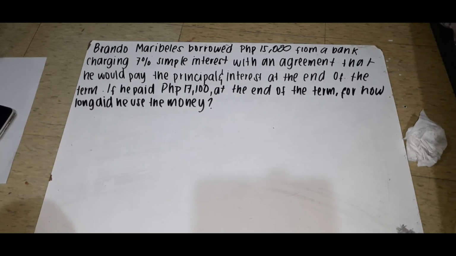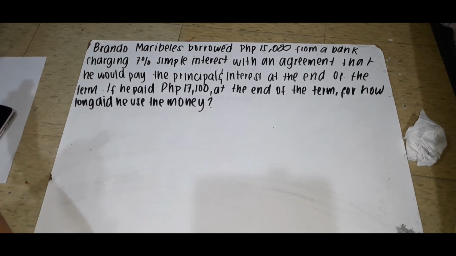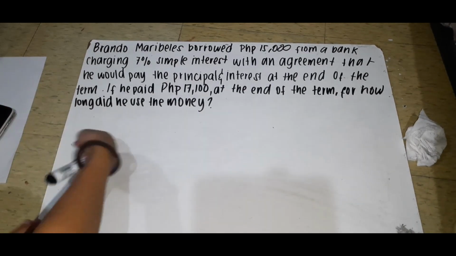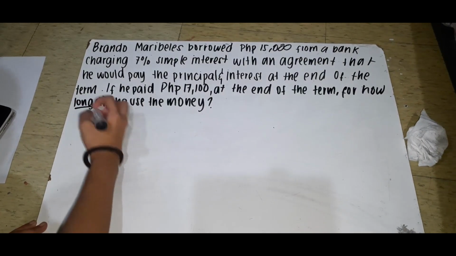Now let's repeat the same steps I did in the first example. So based on the question, if he paid 17,100 pesos at the end of the term, for how long did he use the money? So we're looking for the time.